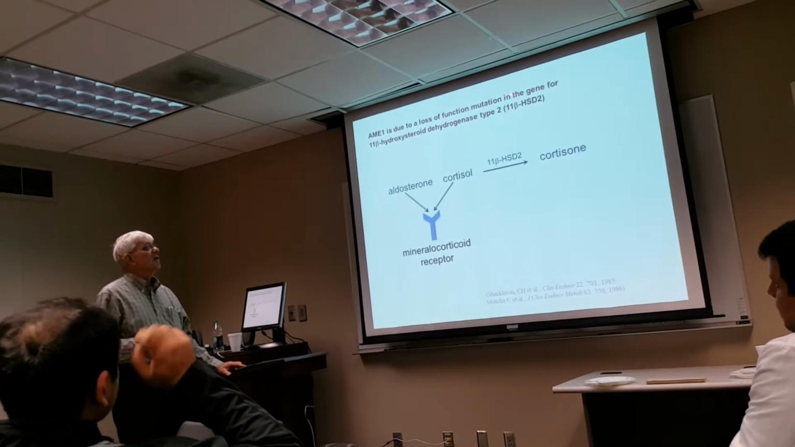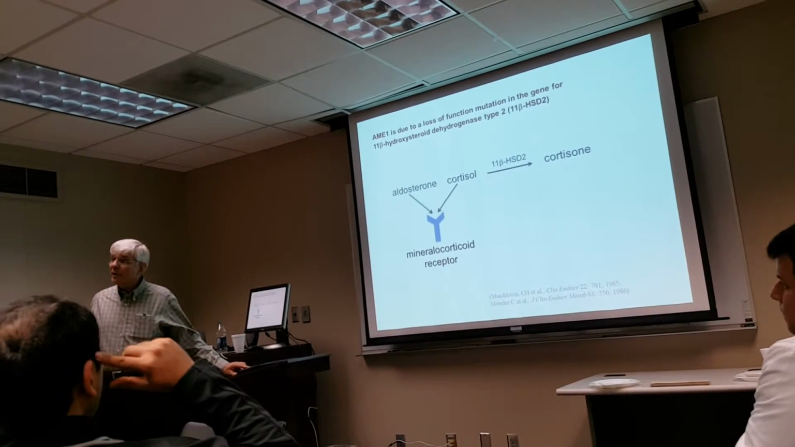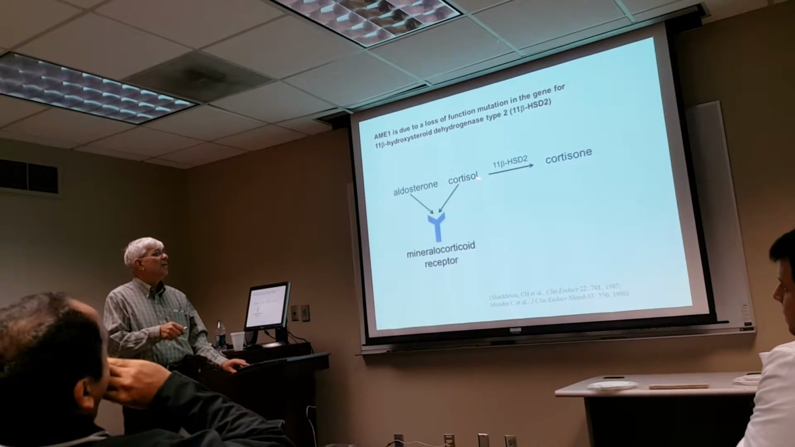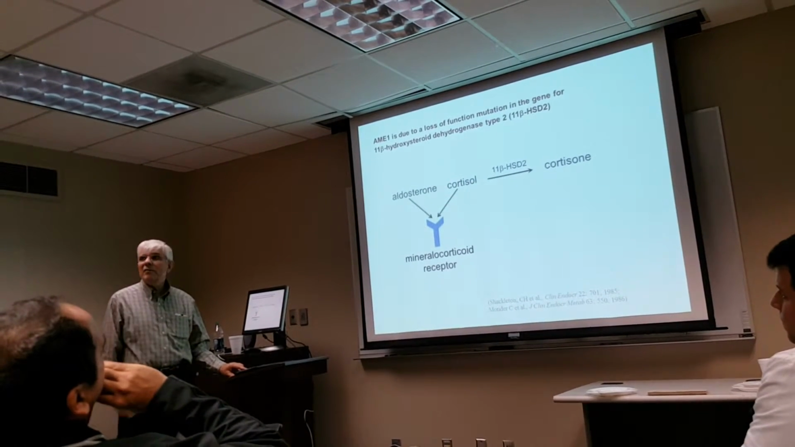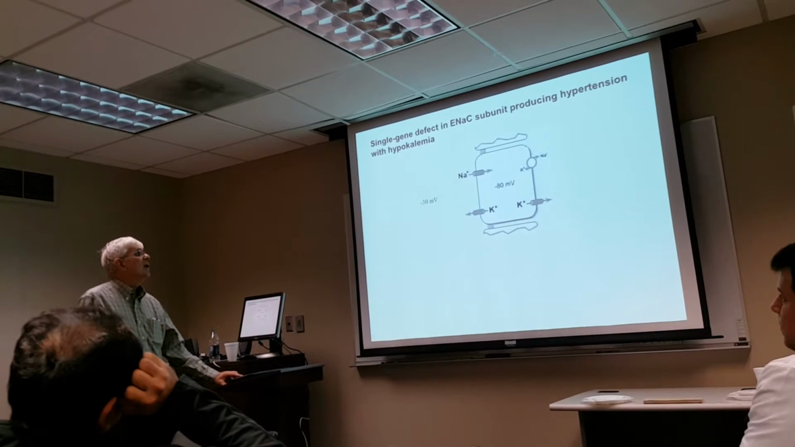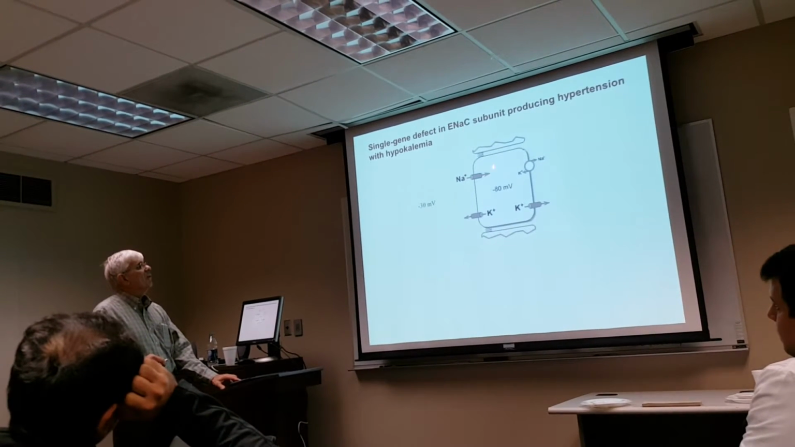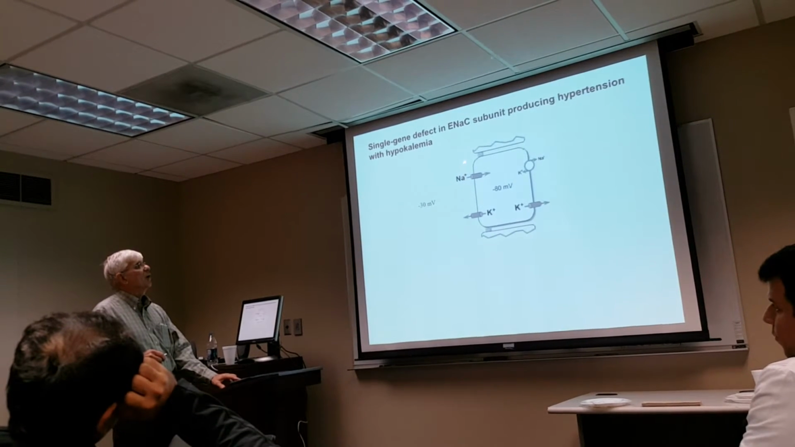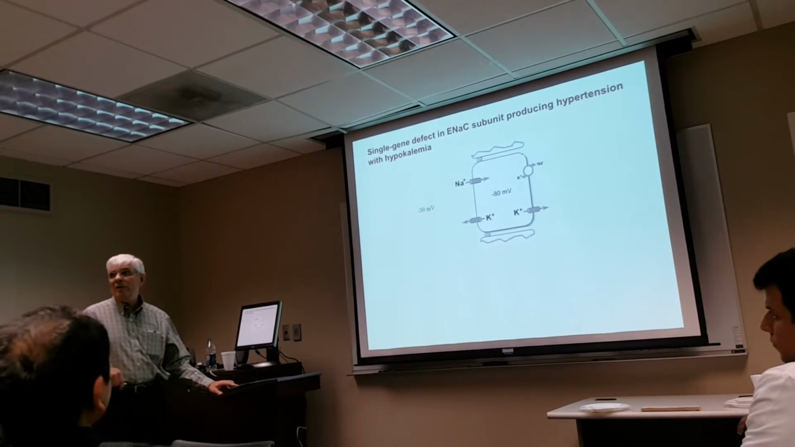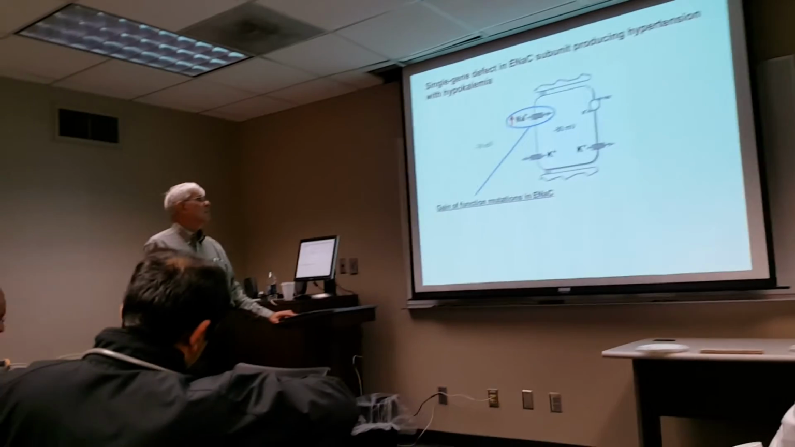So a loss of function mutation here is going to act the same, because it's preventing the destruction of this cortisol, act the same as hyperaldosteronism. Now let's consider what would happen with a defect in the sodium channel that might produce hypertension with hypokalemia.